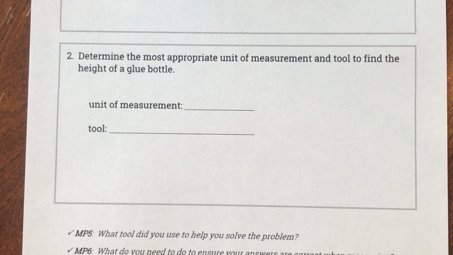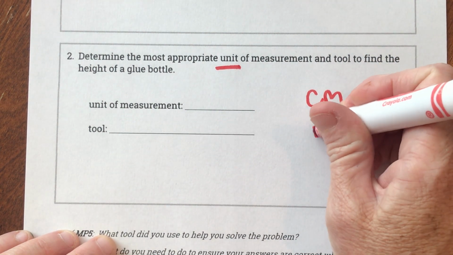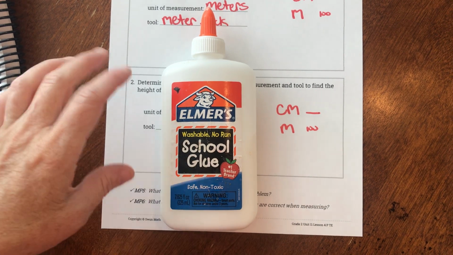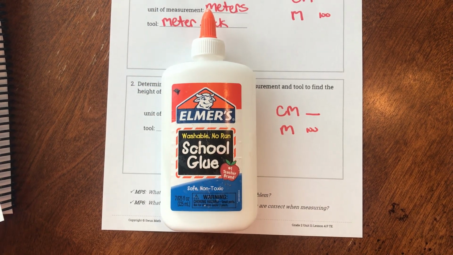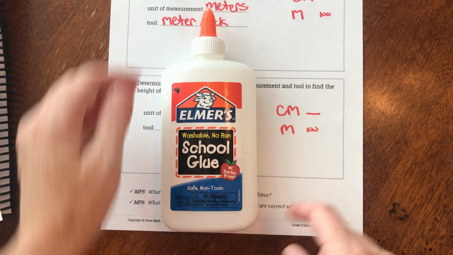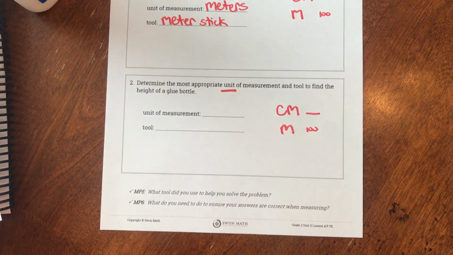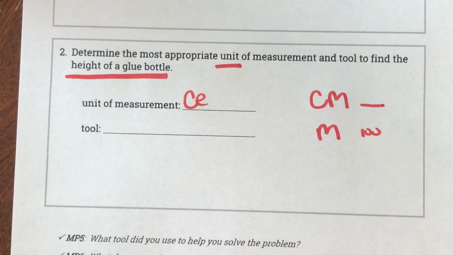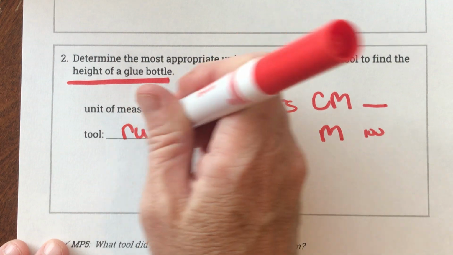Determine the most appropriate unit of measurement and the tool to find the height of a bottle of glue. Remember, our choices are centimeters, which are about this big, or meters, which are 100 of those. Here's glue. They want us to do the height, but I'm going to lay it down so you can see it, from the bottom to the top. I'm thinking that's not a very big measurement. 100 of my pinkies probably wouldn't fit, so the meter would be too large. For the height of a glue bottle, because it's kind of small, I'm going to use my centimeter. And my tool for centimeters is a ruler.